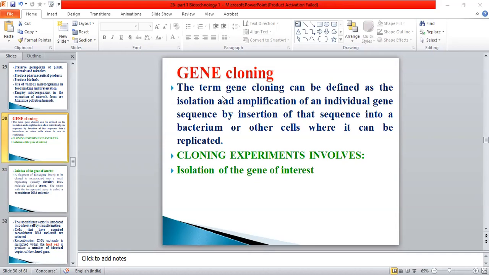The term gene cloning can be defined as the isolation and amplification. Isolation means it may be isolated from different species, whether animals or plant species. Sometimes it may be the same family, sometimes the same genus and species also. After the isolation of the selective DNA molecule, it also undergoes the amplification process. What is the meaning of amplification? Amplification is done with the help of PCR, polymerase chain reaction, which we already discussed.